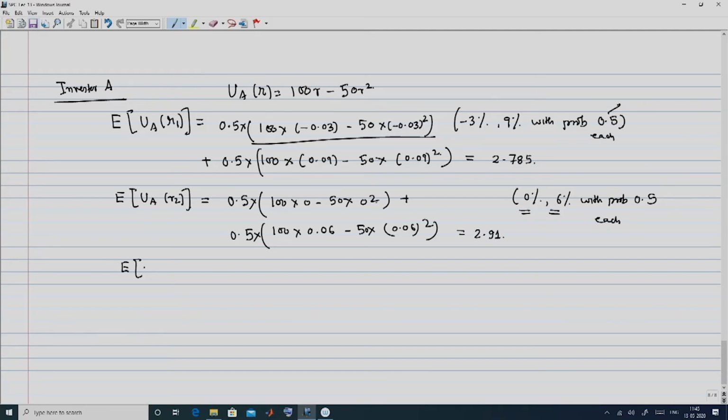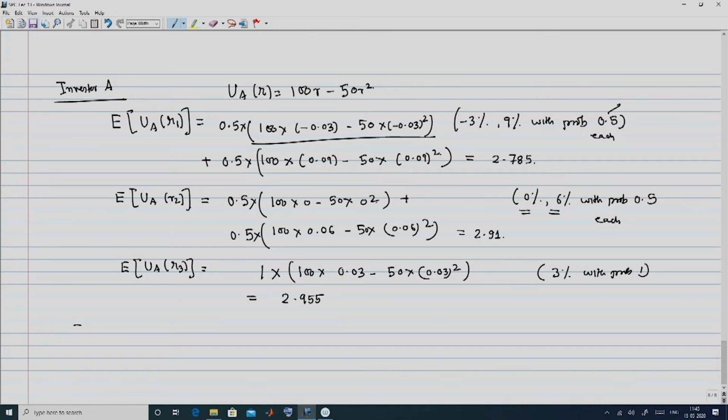Similarly, the expected utility of R3, remember that in case of R3 we had 3% with probability 1. So, that means that it is going to be 100 into 0.03 minus 50 into 0.03 square is the utility value, and of course, this is multiplied by probability of 1, and this turns out to be equal to 2.955.